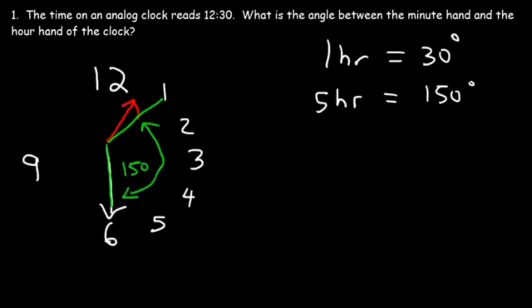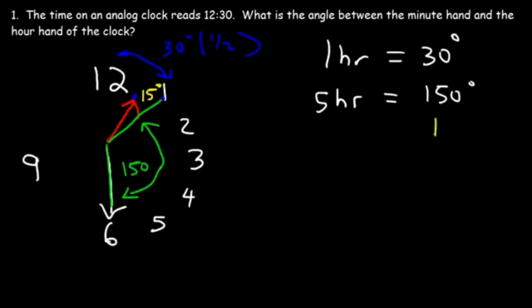So now, we need to find it from this point to this point, this angle here. Now we know from 12 to 1, it represents 30 degrees. So the red line is right between 12 and 1 because we're at 12:30. We're halfway between 12 and 1. So if we're halfway, we need to multiply 30 by half. So therefore, the angle on the inside is 15 degrees.